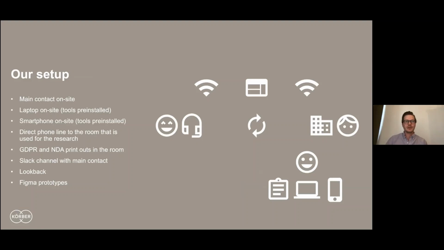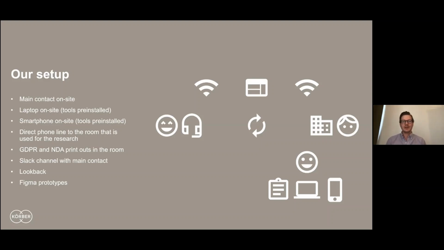So now I want to show you a little bit how our setup really looks like. So we have that main contact on site. We have a laptop on site with all the tools pre-installed that we needed, a smartphone there. Then we have a direct phone line to the room that they use for the research at that facility. We have printouts of all the legal documents in the room, a Slack channel with our main contact.